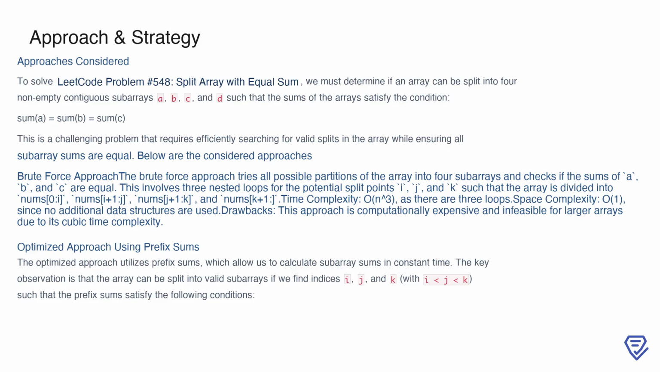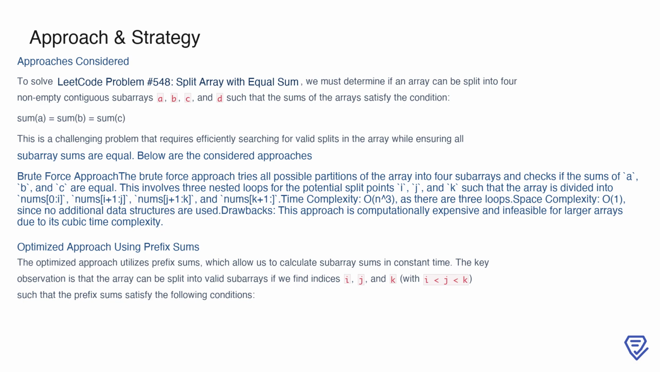To solve problem number 548, our goal is to split the array into four contiguous subarrays A, B, C, and D such that the sums of the first three subarrays are equal. This is a challenging task because it requires finding specific split points in the array while ensuring the sums match. One approach we can consider is brute force. In this approach, we exhaustively try all possible partitions of the array by iterating through potential split points i, j, and k. For each combination, the array is divided into four subarrays, and we check if the sums of A, B, and C are equal.